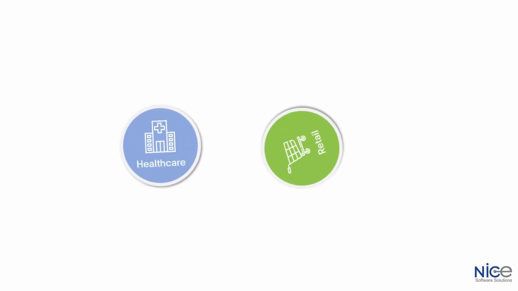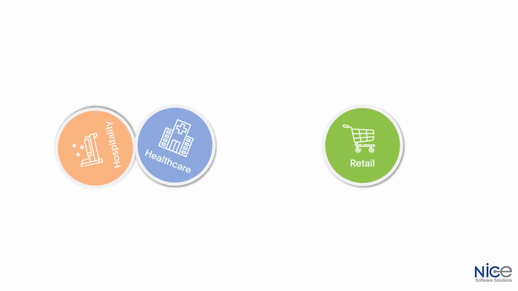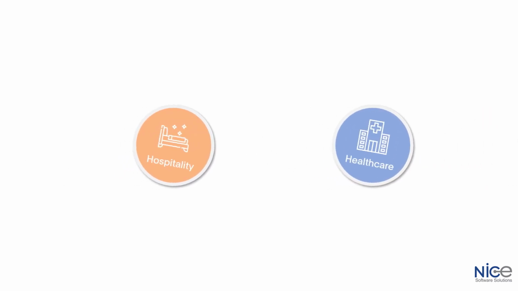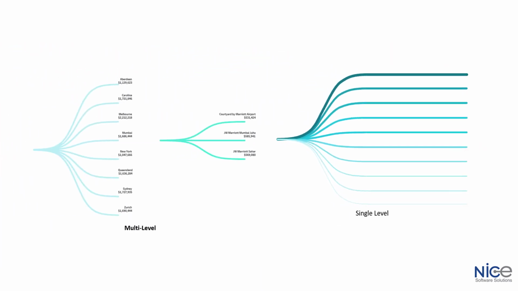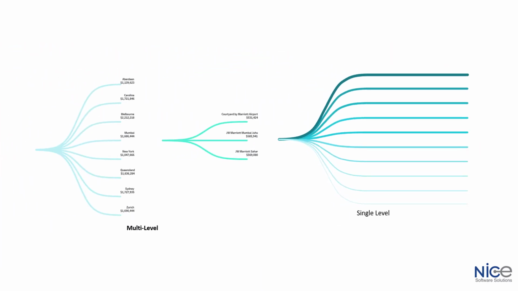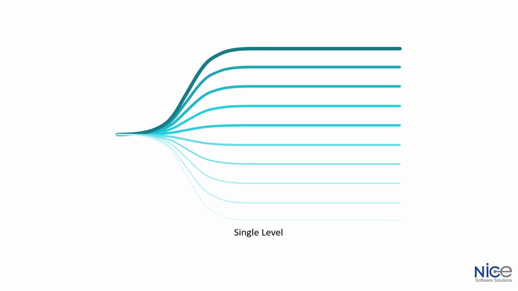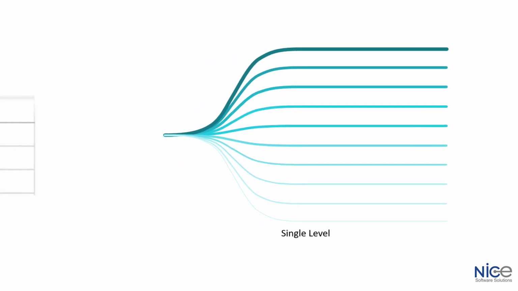This chart can be used in various domains like retail, healthcare, hospitality, etc. The dendrogram chart broadly has two versions, single level and multi-level. For this demonstration, we will create a single level dendrogram visualization to show sales across different subcategories.